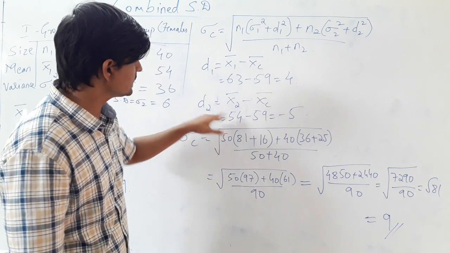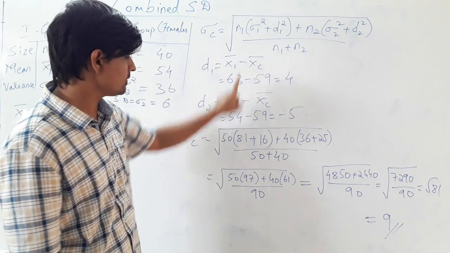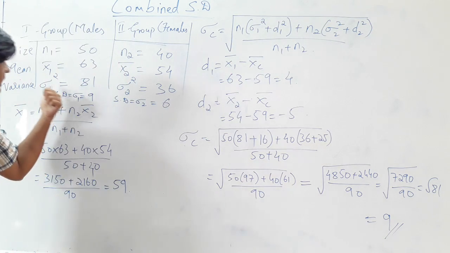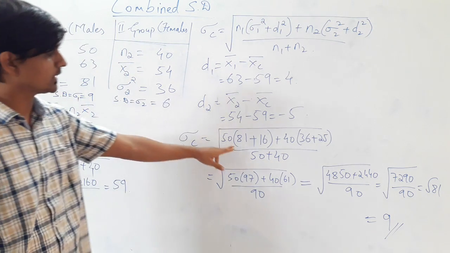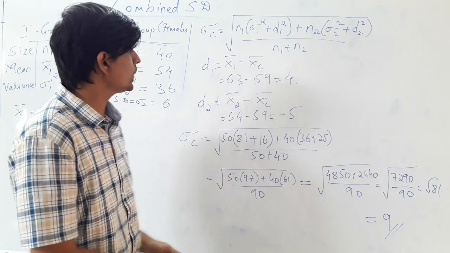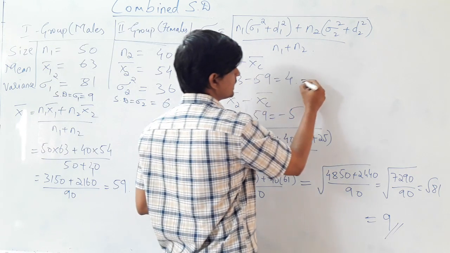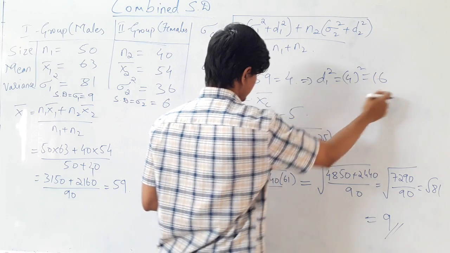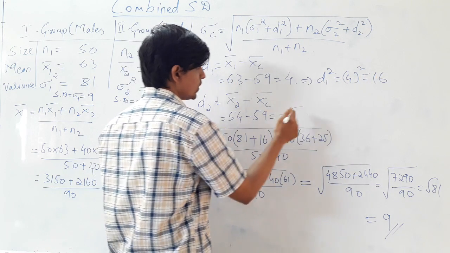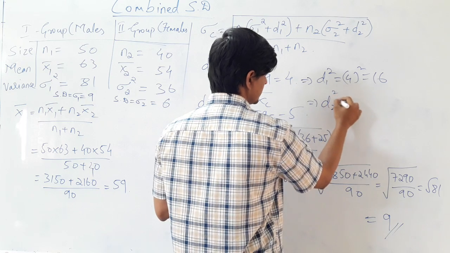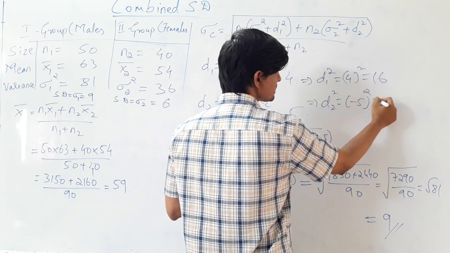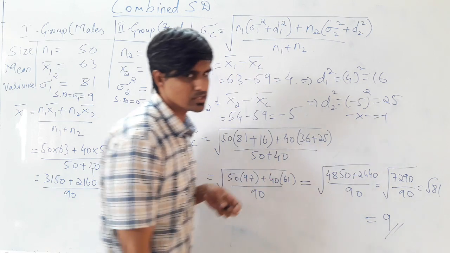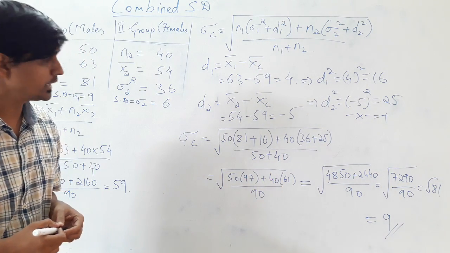Now substitute all these d1 and d2 values here. n1 value 50. Sigma 1 square, it is already squared, see here, remember, it is already squared. How much? 81. Write directly 81 plus d1 square. I have written d1 here. So what will be d1 square? 4 square is equal to 16. I have written that here directly. Next, what is d2 square? It is minus 5 whole square. As I said, minus into minus is always plus. So it will be 25.